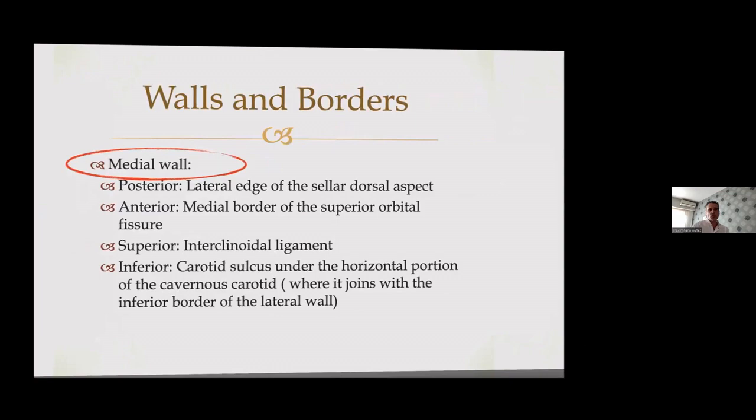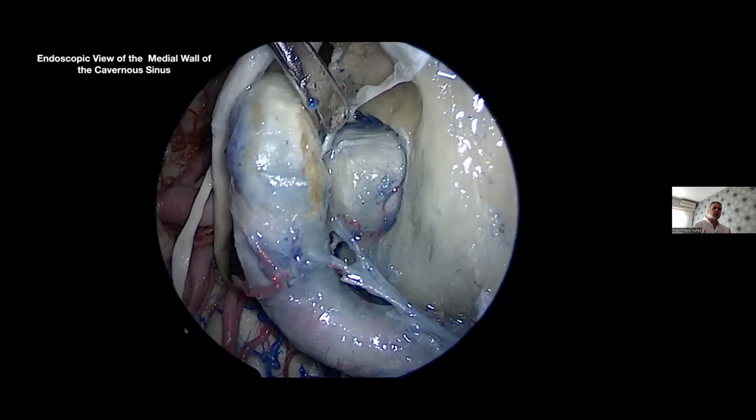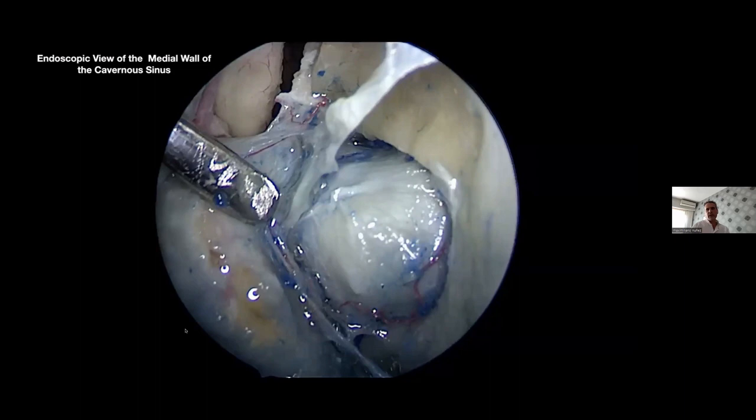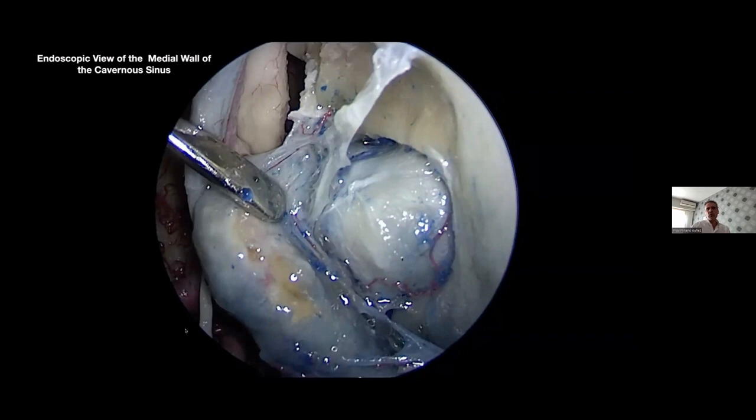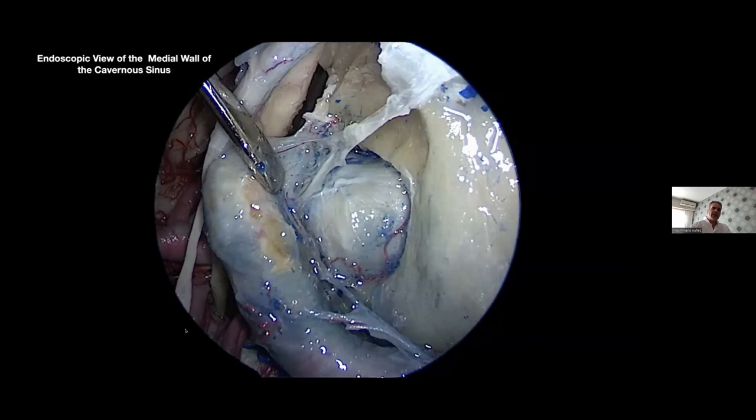Now I will try to show you one view by endoscopic dissection of the medial wall of the cavernous sinus. The medial wall of the cavernous sinus is the membrane that covers the pituitary gland. I will try to explain and show it to be more clear. In this video, we do this dissection in order to describe the medial wall of the cavernous sinus. We can see the pituitary gland inside of the sella.